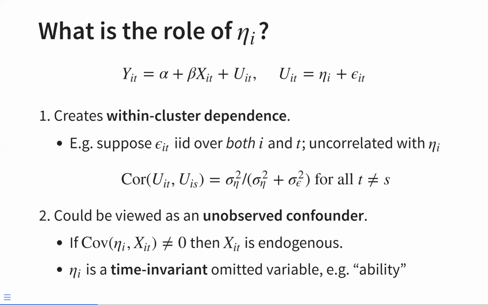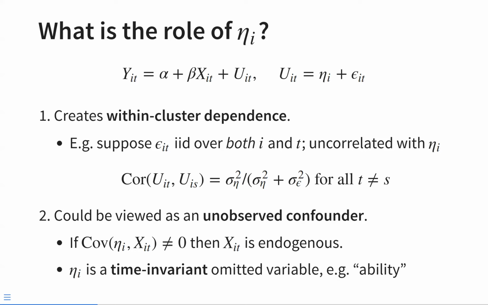So if we suppose that epsilon it is IID across both i and t, well, then if it's uncorrelated with eta i, then we're going to get that sigma eta squared over sigma eta squared plus sigma epsilon squared will be the correlation between uit and uis. So my point here is that this eta i will create within cluster dependence even if the epsilons themselves are not dependent over time. Now, the epsilons may be, it may be that within a given individual, these time-specific errors, these epsilons, could be dependent.